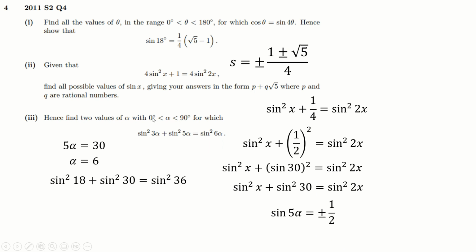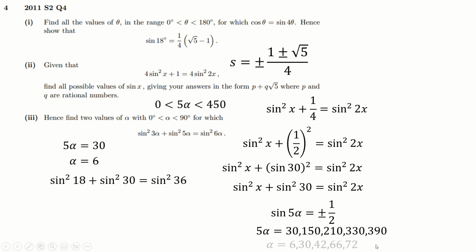So, okay, sine of 5 alpha is plus or minus a half. So 5 alpha means we're looking between 0 and 450. Okay, well, the half gives us 30 or 150, but the minus a half will give us 210 or 330. And then there's one more in range, which is 390. So let's divide all those by 5, and that's the one that we said we were happy with. Now, what about all 4 of these others? It's only asked us to find one more after the alpha equals 6. So why have I got 4 more?